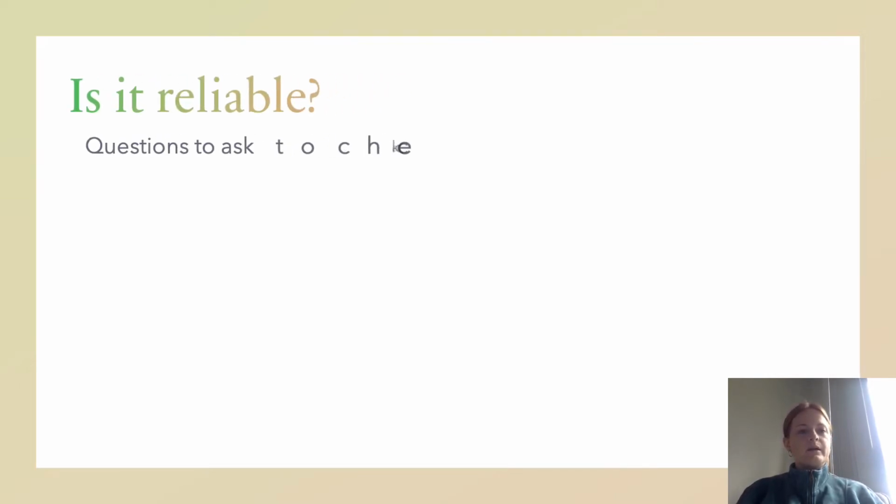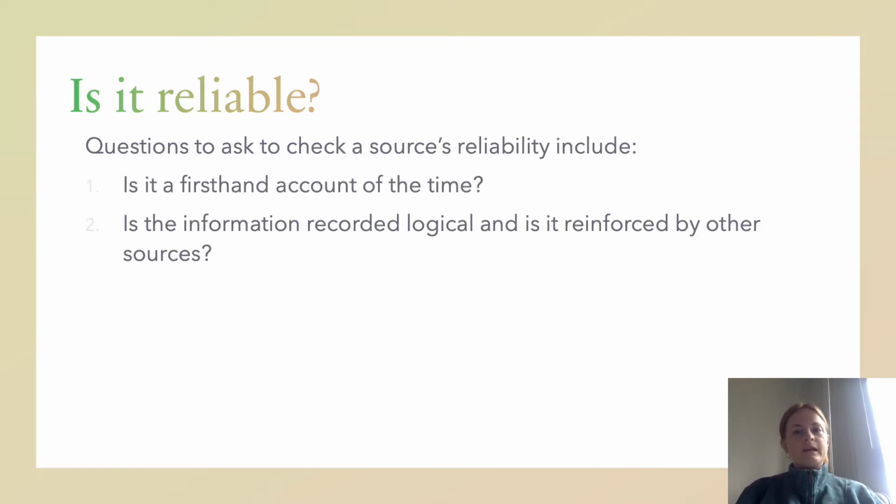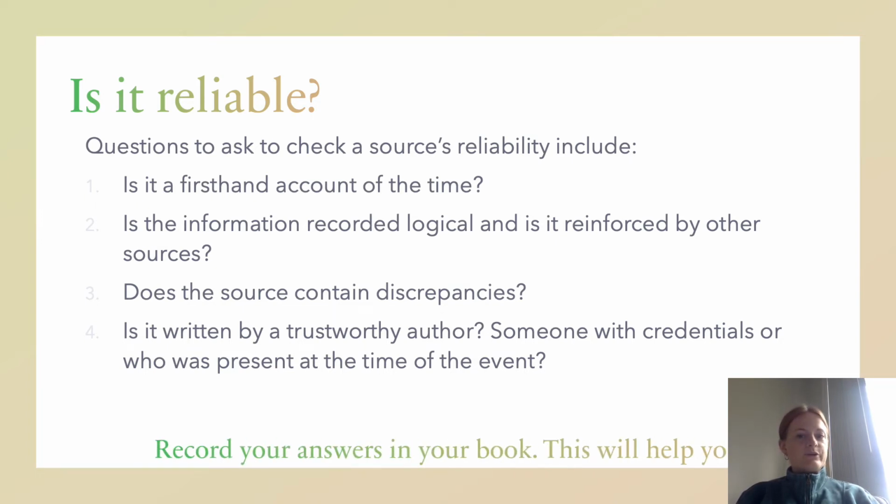After we complete our initial evaluation, we will begin to evaluate based on a source's reliability. We need to ask: is it a first-hand account of the time? Is the information recorded logical, and is it reinforced by other sources? Does the source contain discrepancies? And is it written by a trustworthy author, someone with credentials or who was present at the time of the event? Make sure you record your answers in your book. My example is coming soon.